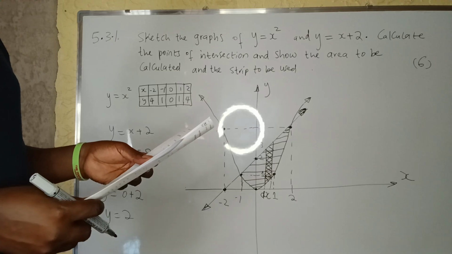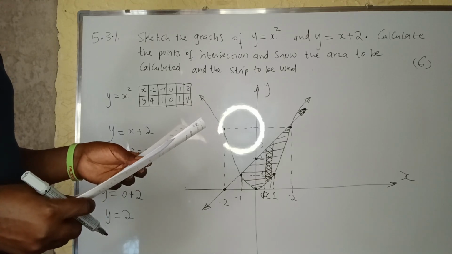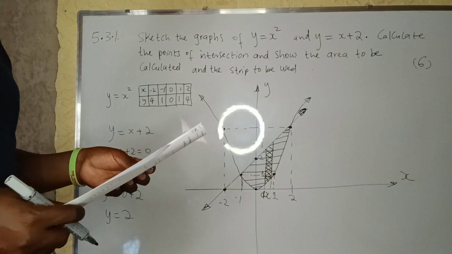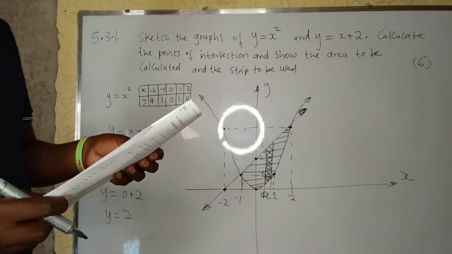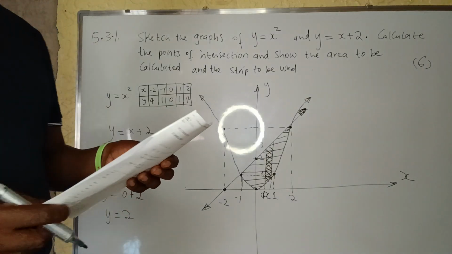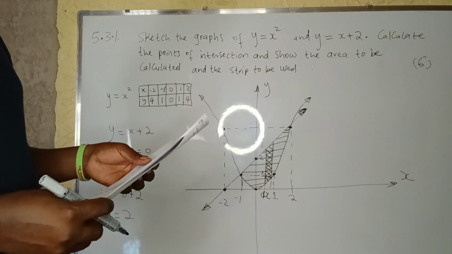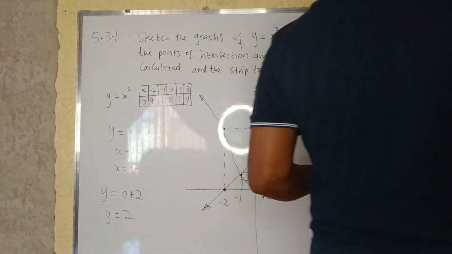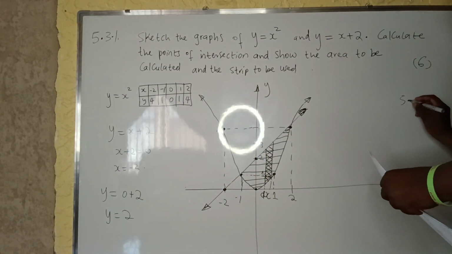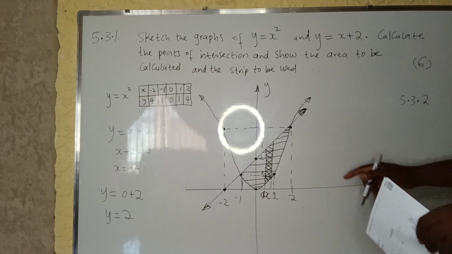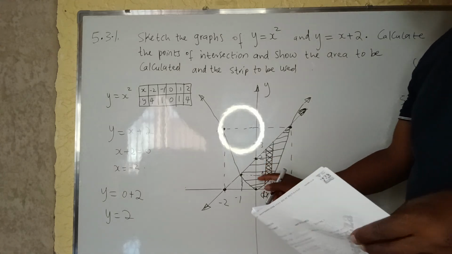5.3.2. Determine the area bounded by the two graphs in question 5.3.1 with the aid of integration. So you can call this 5.3.2. So here we are going to calculate this area, this one here.